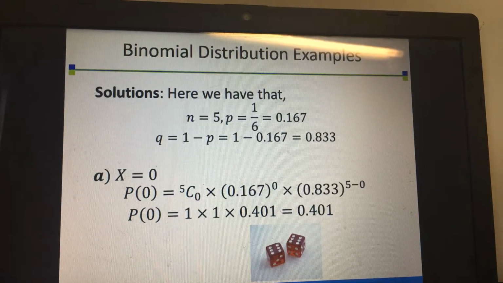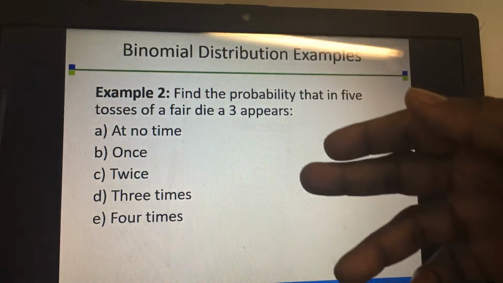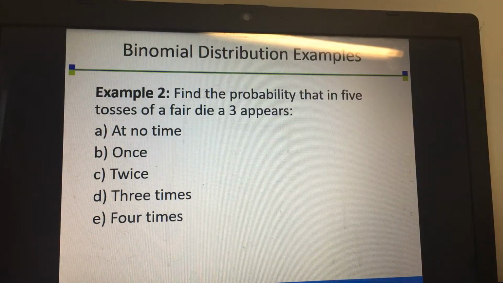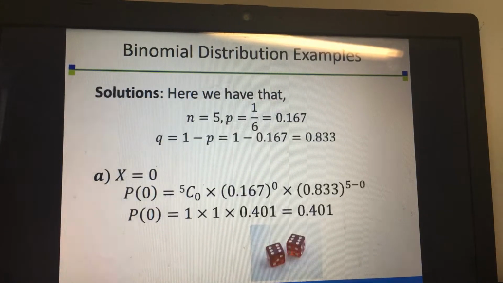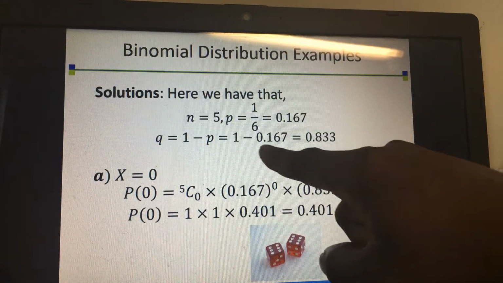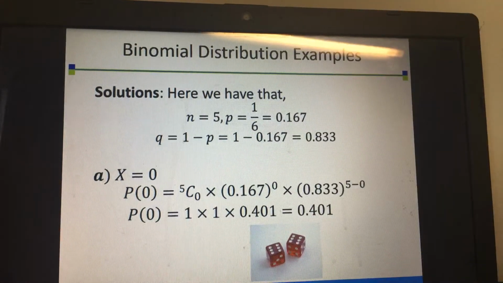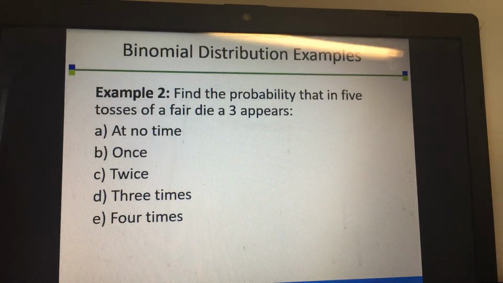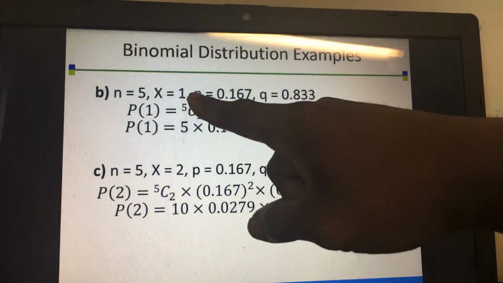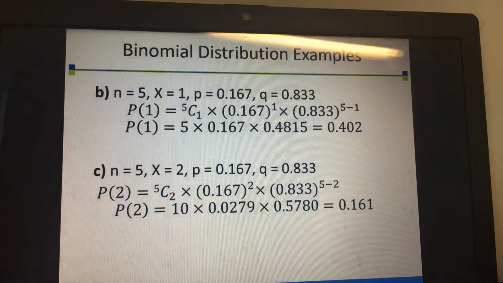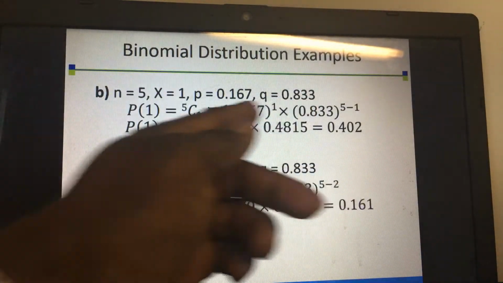Okay. Now, part B says once, that it appeared once. Remember, one of the properties of the binomial experiment is that P stays the same and Q stays the same and N stays the same. So when it says once, we say 1. That means the only thing that changes is the x. So in that case, x is 1. So every other thing stays the same.